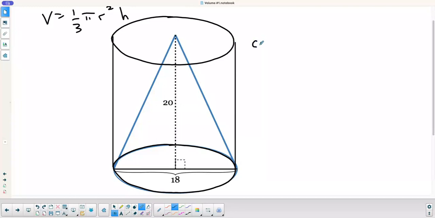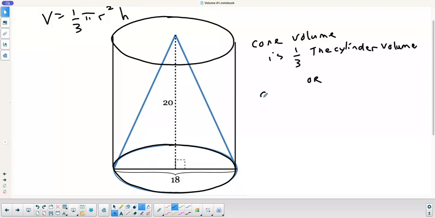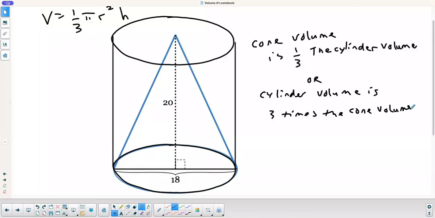cylinder. So the cone volume is 1/3 the cylinder volume, or the cylinder is 3 times the cone volume, either way. But if I want to find the cone volume, here's my formula on the left. It's 1/3 the volume of that same cylinder, okay?